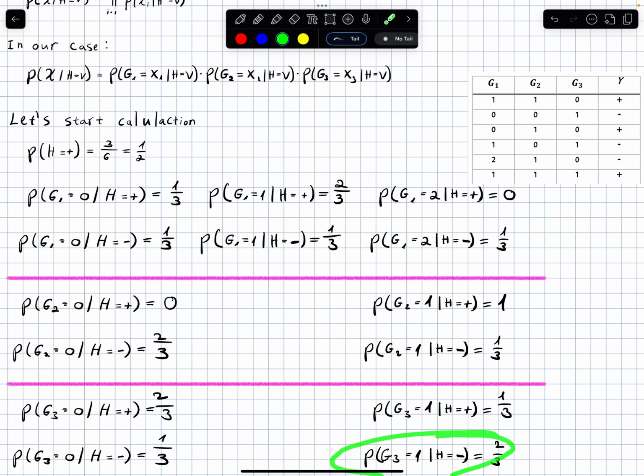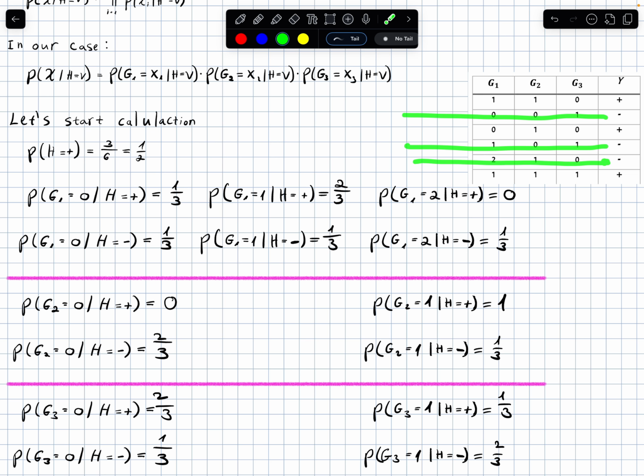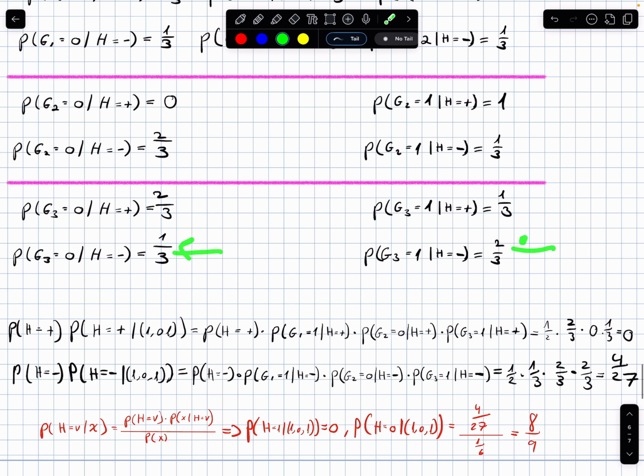And now let's do this. So h is minus, meaning it's this row and this row. And we want g3 to equal 1. How many rows do we have? It's only one row, right? It's this row and this row, meaning it's 2 rows. So it's 2 divided by 3, and we have 1 row of 0, meaning this is 1 third, and this is 2 divided by 3. Okay.